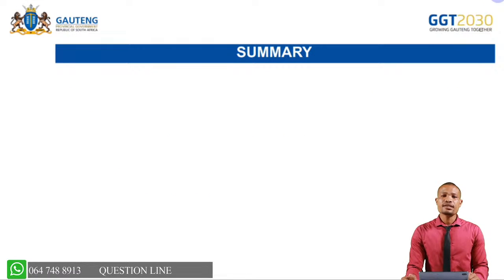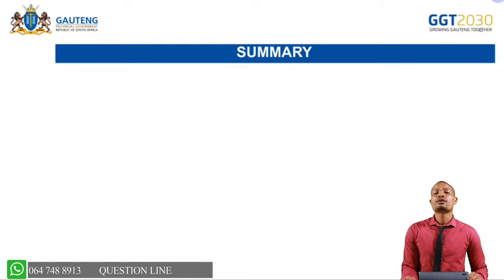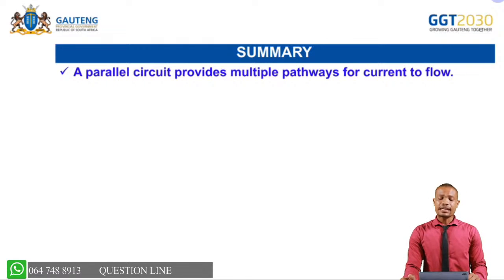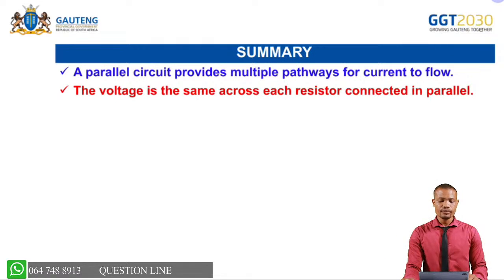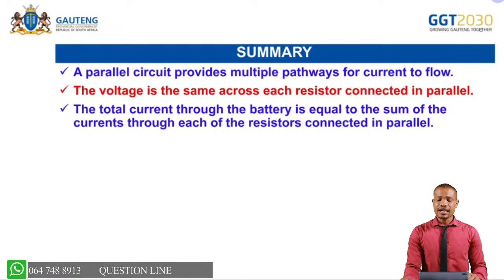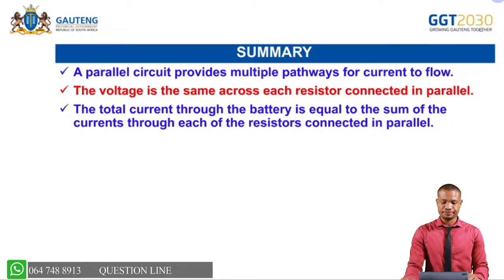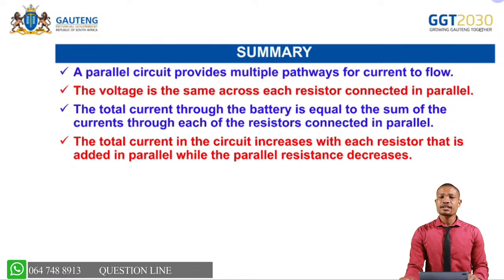Now, let's summarize our lesson so that we save time for the WhatsApp questions. We said that a parallel circuit provides multiple pathways for current to flow. It provides more than one pathway for current to flow. And we said that the voltage is the same across each resistor connected in parallel. The total current through the battery is equal to the sum of the currents through each of the resistors connected in parallel. The total current in the circuit increases with each resistor that is added in parallel, while the parallel resistance will decrease. So the overall resistance, or the equivalent resistance, of the circuit decreases when we add more resistors in parallel, but the current strength will increase.